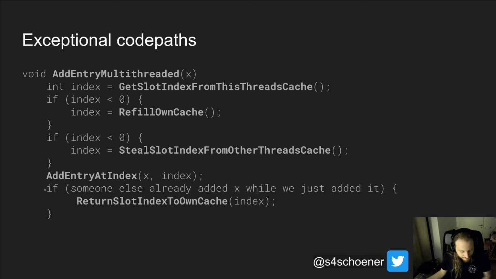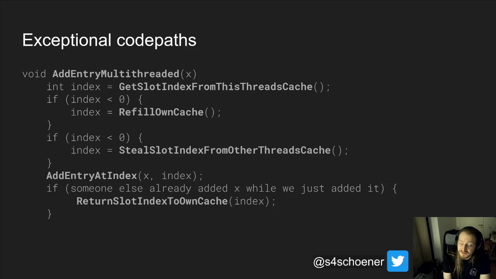And at some point people realized, hey, there's also this race condition. What if two threads try to add the same key? And then they said, okay, in this case we have to check and we have to return the slot index to its own cache and rewind some work. Okay. Now, I was fairly confident that all of these code paths were executing for my stress test.